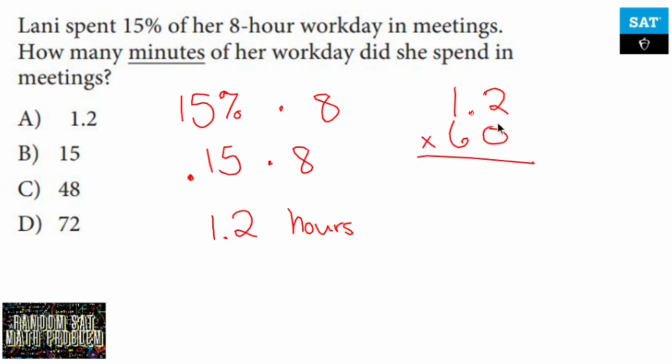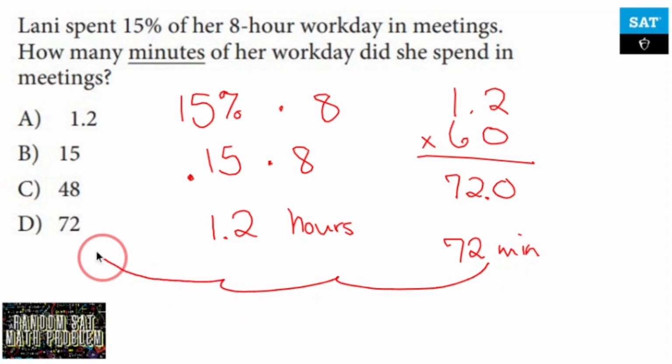Old-fashioned vertical multiplication. 0 times 2, all these become 0, so ignore it. Carry the 0 right here, and we have 6 times 2, which is 12. Carry the 1. 6 times 1 is 6 plus 1 is 7. Don't forget about your decimal, which goes there because we only have one decimal. 72.0 means 72 minutes, which means that's my answer right there.